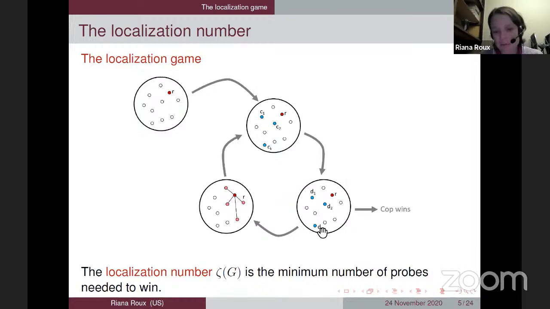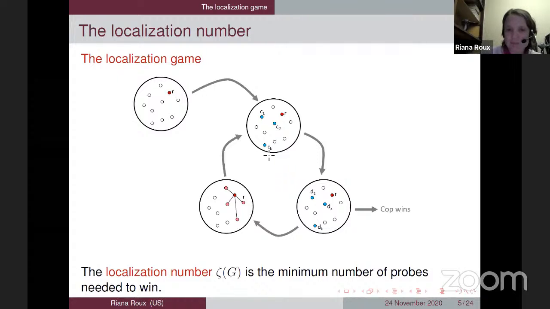When the cop can't locate the robber in a finite number of steps, we say that the robber wins. The parameter that we want to consider in this case is called the localization number of a graph. It's indicated with zeta. That is the minimum number of probes that we need to win, so the minimum number of vertices I ask a distance from at every turn that will ensure that we win this game, irrespective of the robber's strategy. So you have to consider all possible scenarios for the robber to ensure that the cop will win.